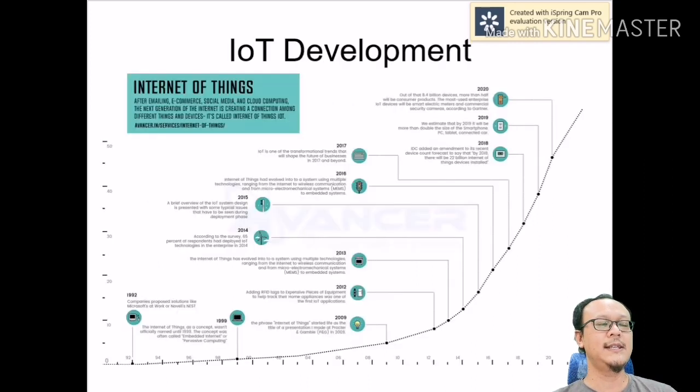So this is the IoT development, or what we call evolution. It basically started in 1992. The first one that did it was Nest, and then starting in 2012, we added GPS sensors and also RFID in our watches, in our clothes for detection and tracking. For example, this is one of the IoT applications.